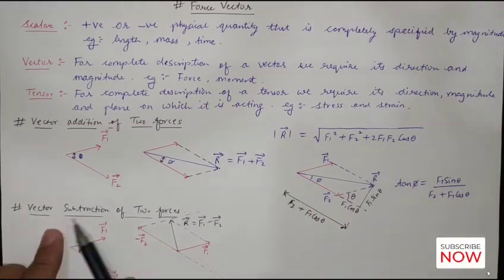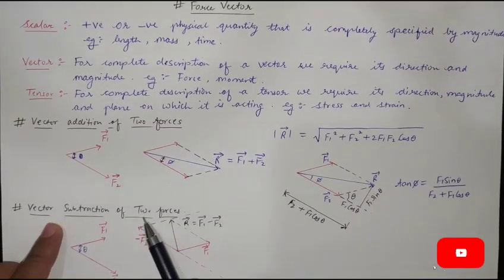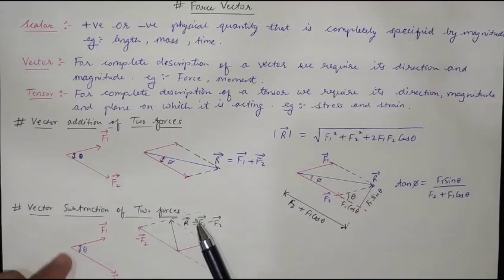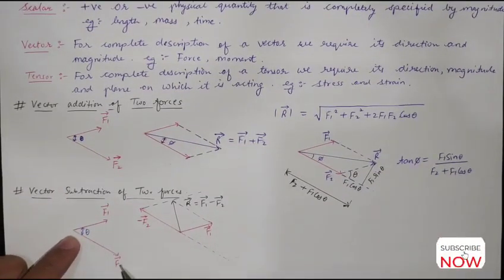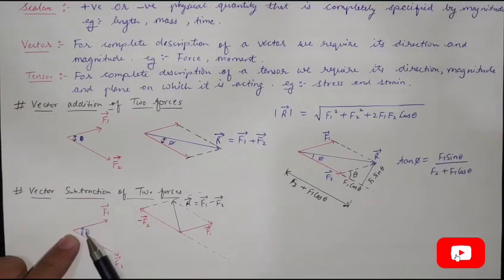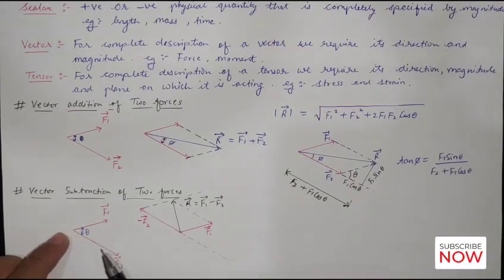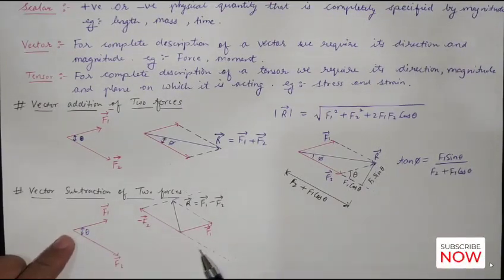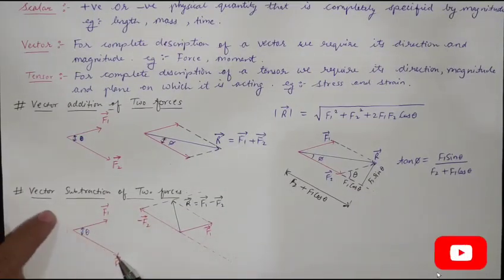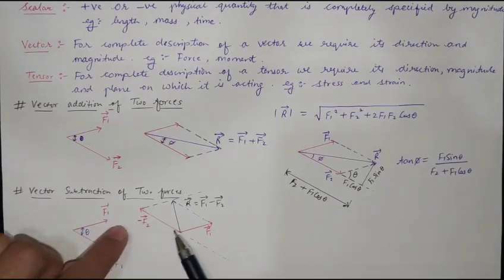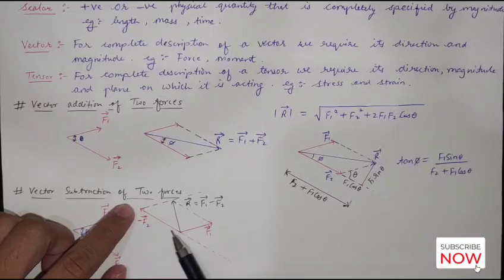Now if we want to subtract two vectors, then we have to add the two vectors, but we have to consider one of the vectors in the negative direction. So here, the same example: F1 and F2 are given with angle theta. If I want to find F1 minus F2, F1 remains as it is, but minus F2 will be in the opposite direction. So we have to take this direction as negative. Here we go back from this point and draw minus F2 with the same length of magnitude. So F1 and minus F2 will be there.